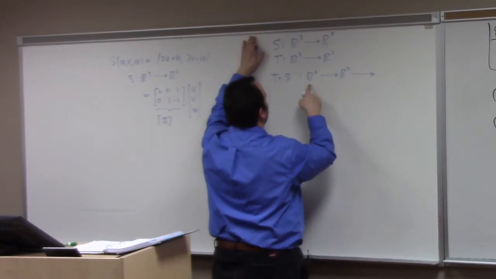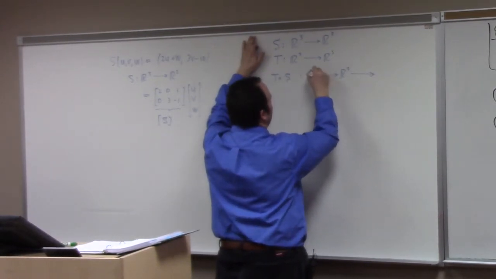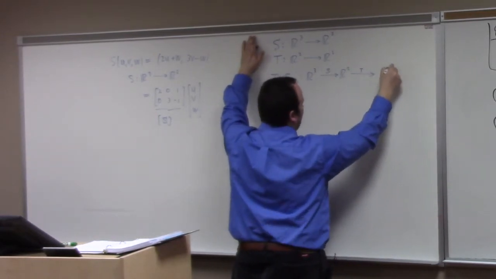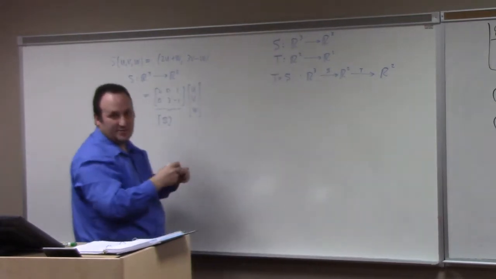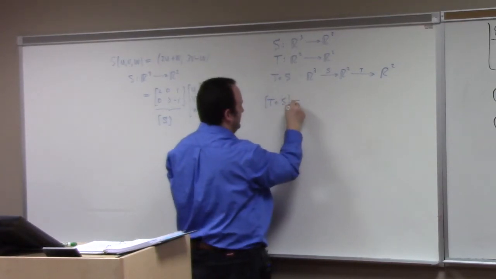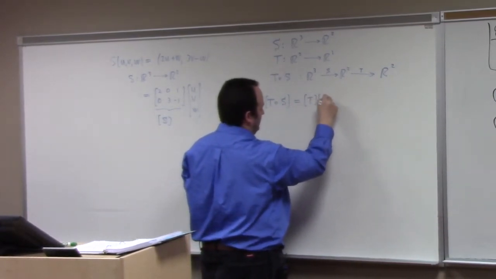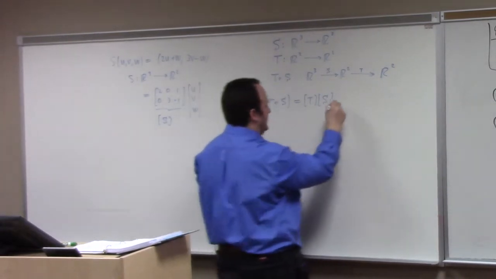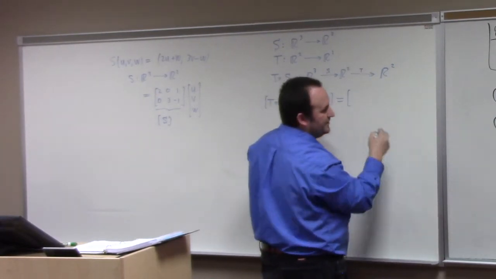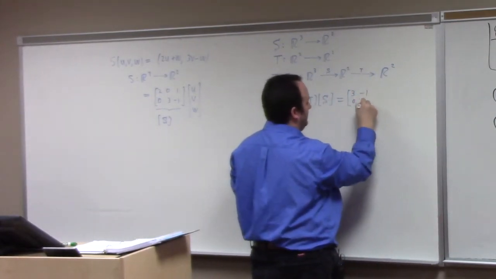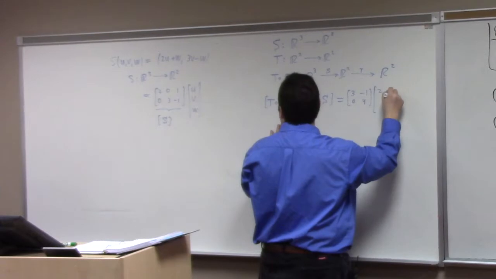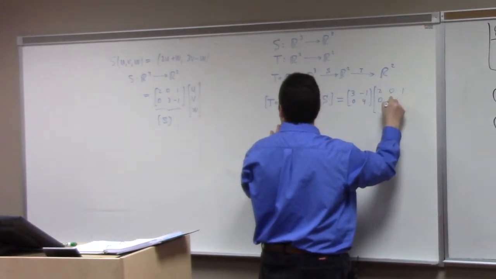So S would go from R3 to R2, and then my T goes from R2 to R2. Okay, so that makes sense. For my example, I can look at T composed with S. And the claim is that the matrix of T composed with S should be the matrix of T times the matrix of S, which we could calculate. T was what? My example, I've lost it already. 3, minus 1, 0, 4. Matrix of S was what? 2, 0, 1, 0, 3, minus 1.